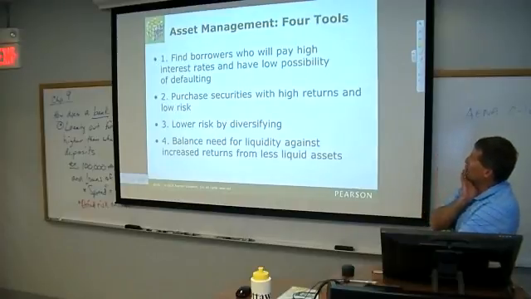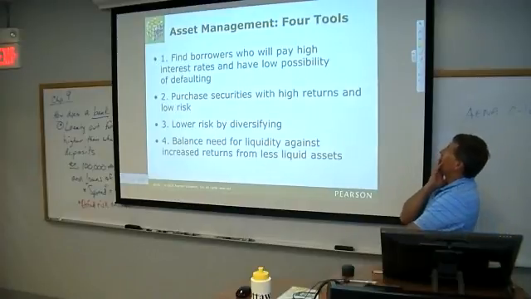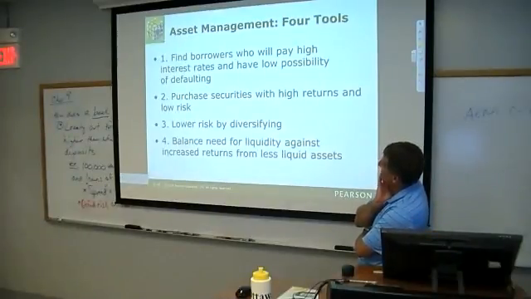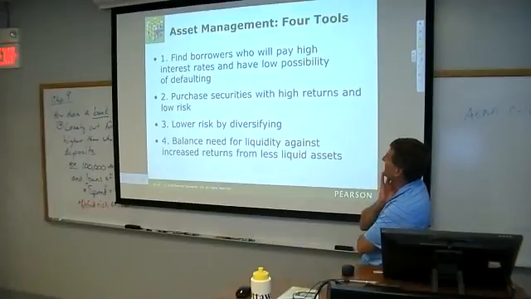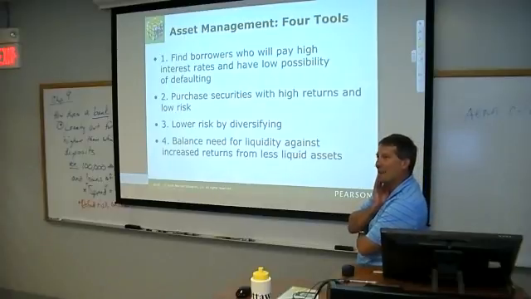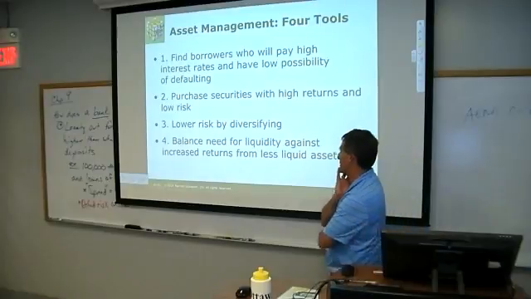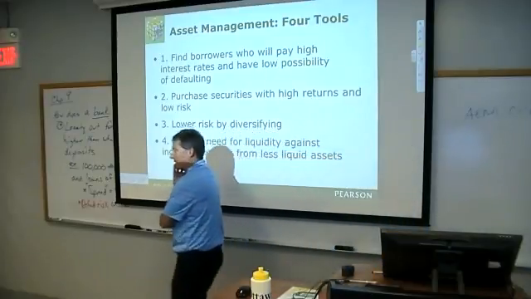So, 4 tools. Find borrowers who will pay high interest rates and have low possibility of defaulting. Well, that sounds like a great idea. Purchase securities with high returns and low risk. Wow. This is easy. Why do people think banking is so hard? Lower risk by diversifying. And we didn't really talk about diversification so far. What's diversification?